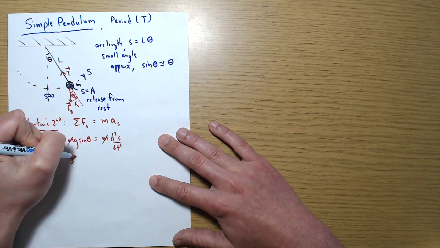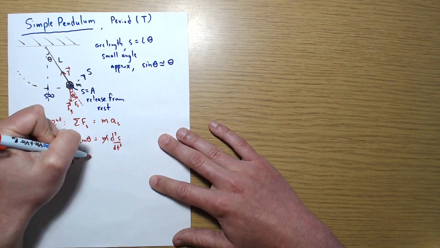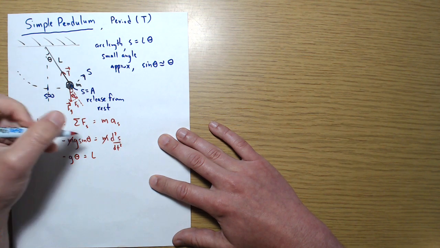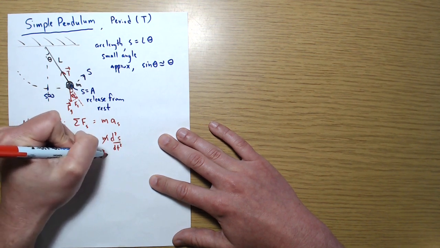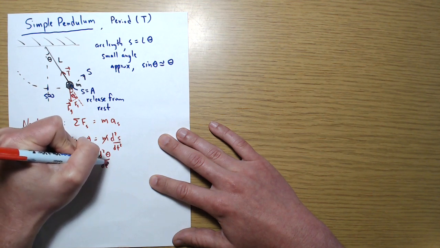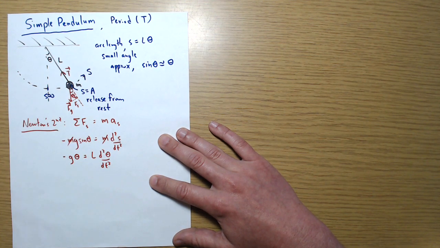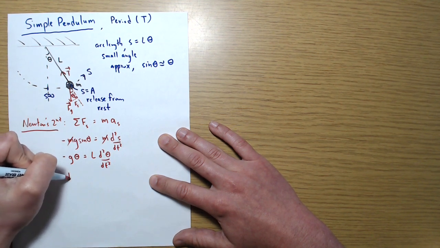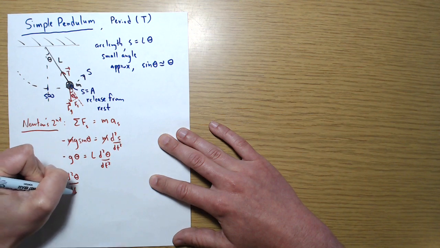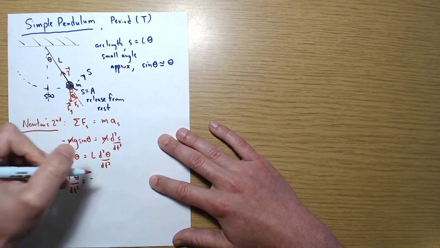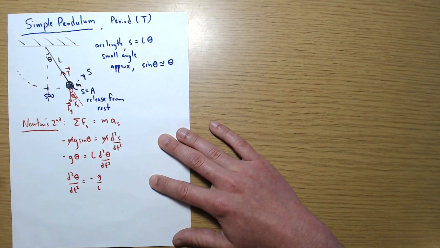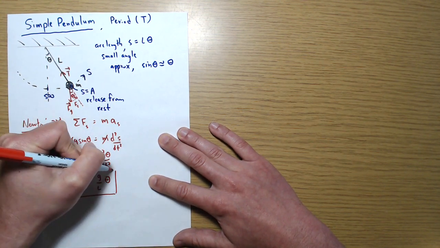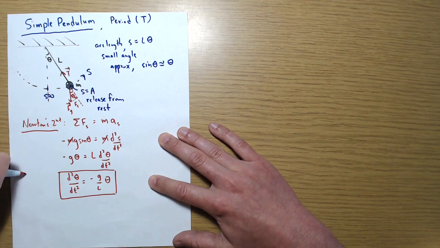I'm going to get negative g theta equals L. L is constant, it's not changing, so I can take it outside of the derivative, d squared theta dt squared. Now dividing both sides of the equation through by L, I'm going to write d squared theta dt squared equals negative g over L times theta. So here's the equation which governs the motion.